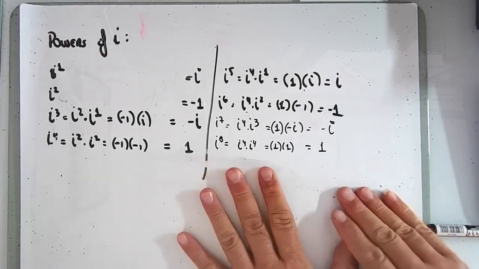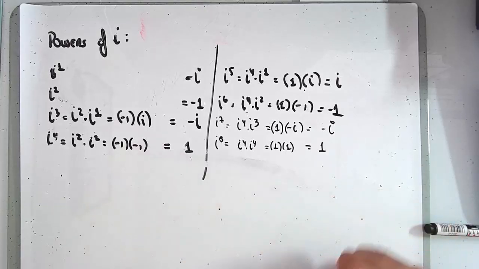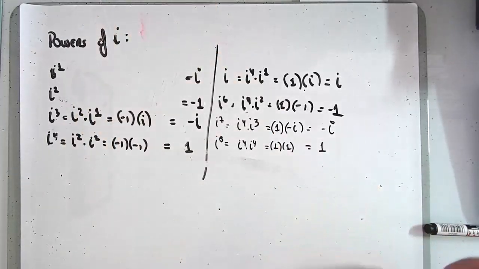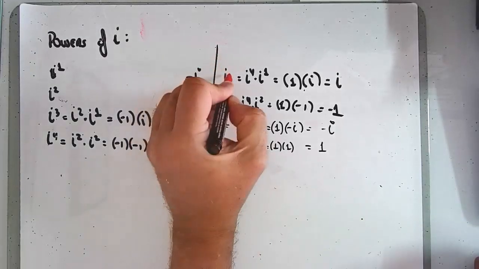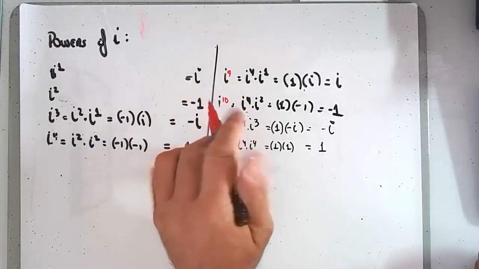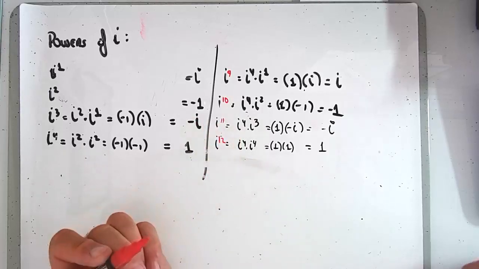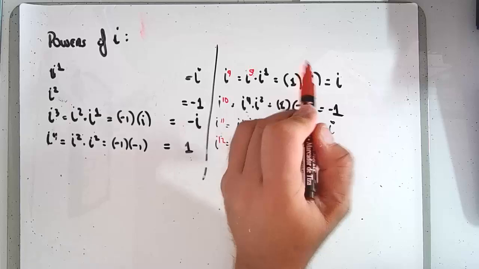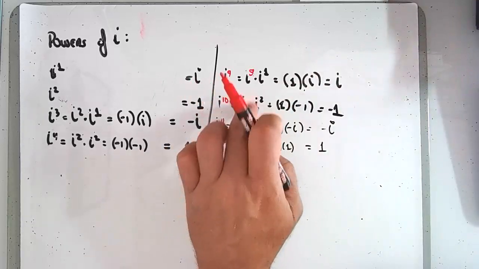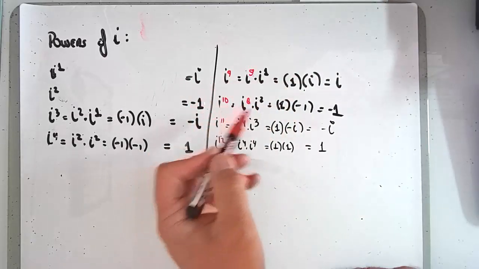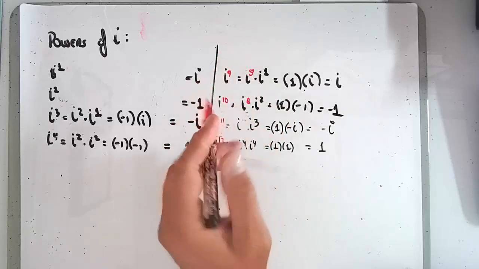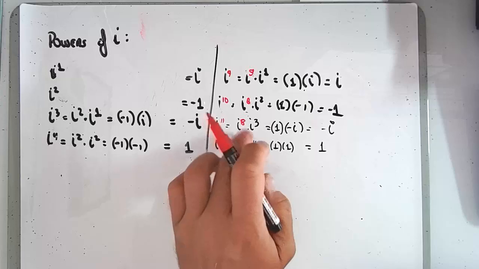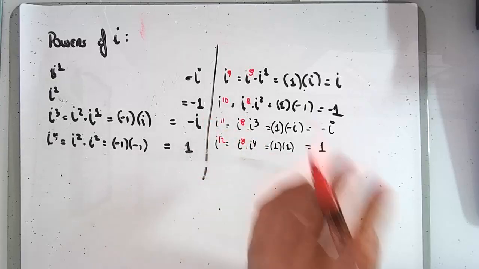Now I'm going to piggyback on this, so you see how the pattern repeats. Let's find i to the 9, 10, 11, and 12. 9 will be 8 plus 1. But i to the 8 is 1, so it's i. 10 will be 8 plus 2, right? So it's -1. 11 will be 8 plus 3, but i to the 8 is 1, so it's -i. i to the 12 will be i to the 8 times i to the 4, and my answer is 1.